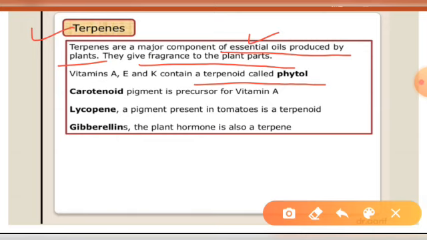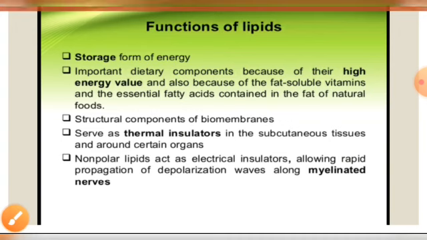Carotenoid pigment is a precursor of vitamin A. Carotenoid pigments or carotenes help in the formation of vitamin A and they are an example of terpenes. Similarly, a red color pigment lycopene, which is present in tomatoes, is also an example of terpenoid. Gibberellins, which are plant growth hormones, are also an example of terpenes.